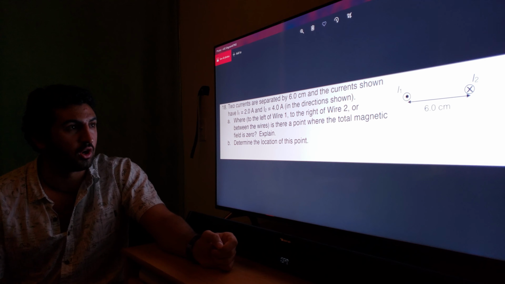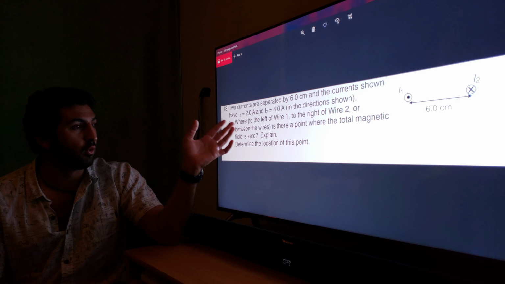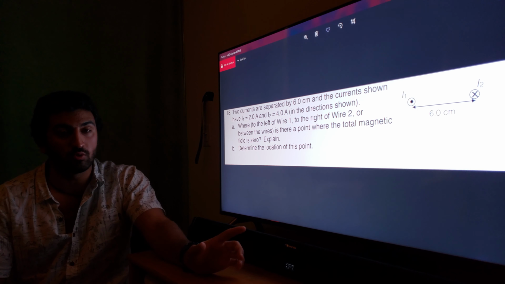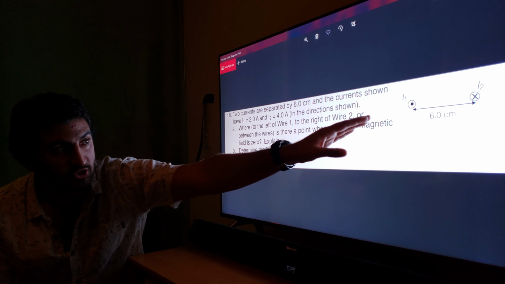We can use I over R and figure out that 2 over R equals 4 over R plus 6. In order to solve for R, this will lead us to R also being 6 centimeters, meaning the 0 point is 6 centimeters away from I1.